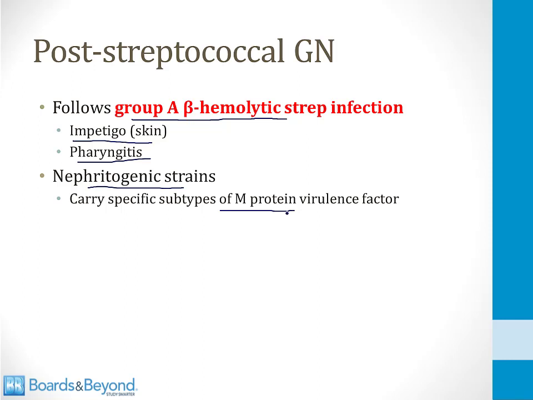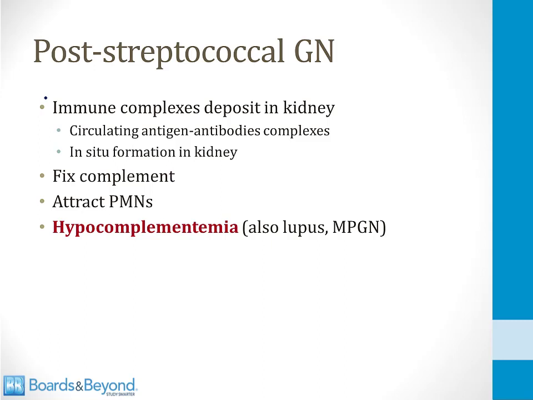Other strep bacterial strains are rheumatogenic, meaning that they carry subtypes of the M protein virulence factor that lead to rheumatic fever instead. The pathophysiology of post-streptococcal glomerulonephritis involves immune complex deposition in the kidneys. There is some evidence that circulating antigen-antibody complexes can reach the glomeruli. There's also evidence of in situ formation of immune complexes in the kidneys.